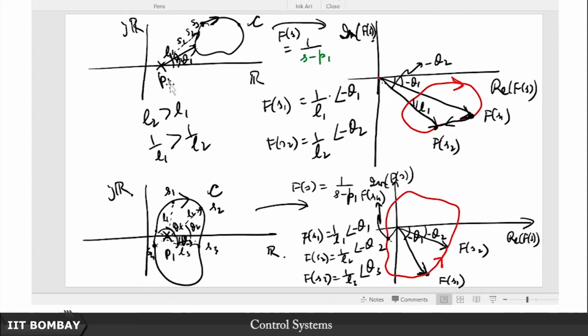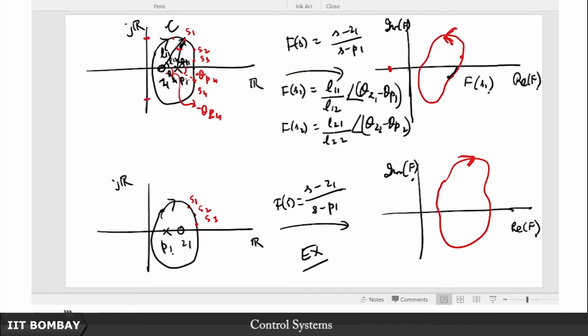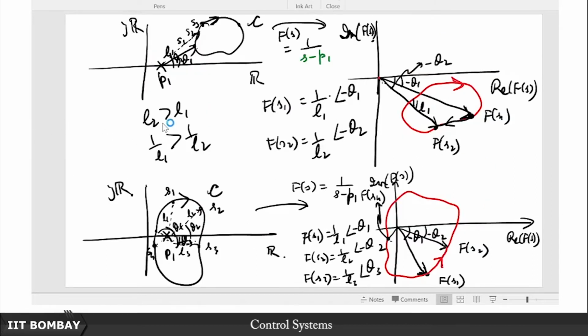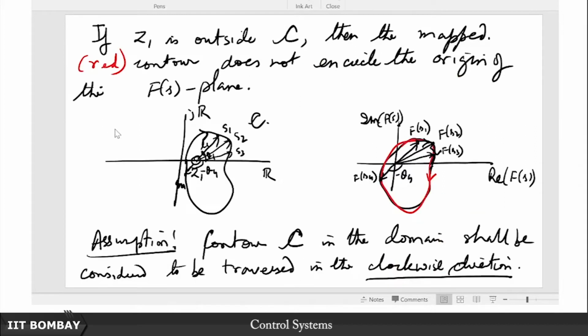Now what we did observe was that if the pole is inside and if the pole is outside, there is a crucial difference in the fact that either the origin is encircled or it is not. The same thing carried over for a zero as well. So if you have the zero inside, then it is one kind of a contour you get here, and if you have the zero outside, then it is quite a different kind of a contour that you would get. That is basically the take home message from this.